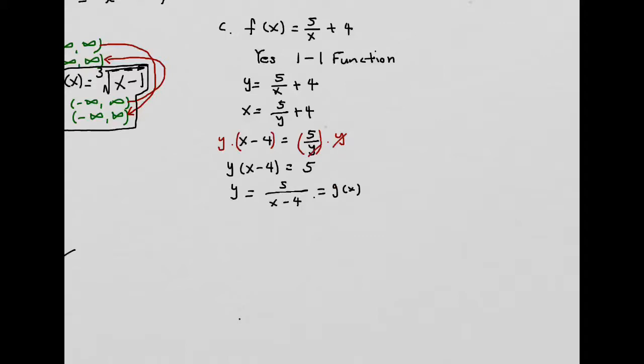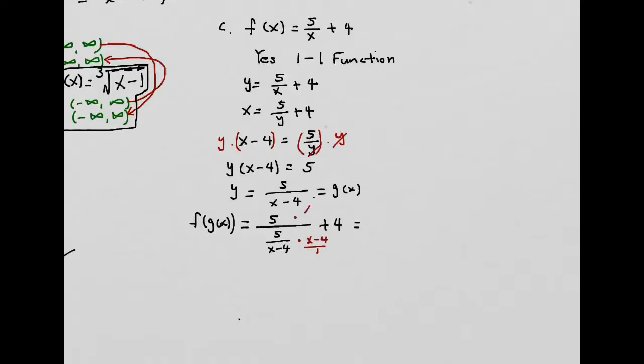So we can check. We don't know this is going to be the inverse of the f of x function. We need to check this, okay? So when we replace x in f of x with g of x, we will get 5 over g of x, plus 4. As you can see, this is going to be a complex fraction, so we need to simplify the complex fraction by multiplying this by x minus 4 over 1.